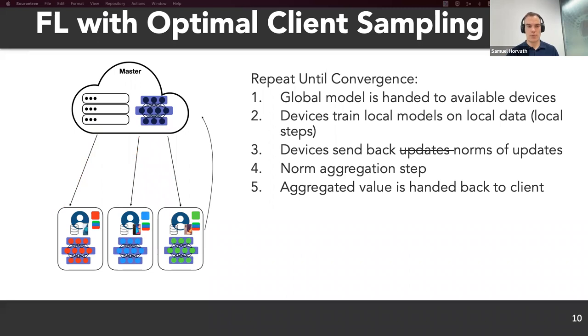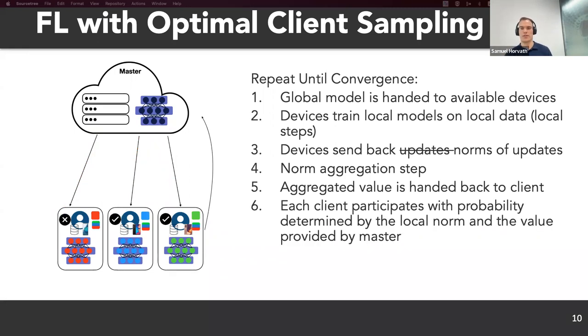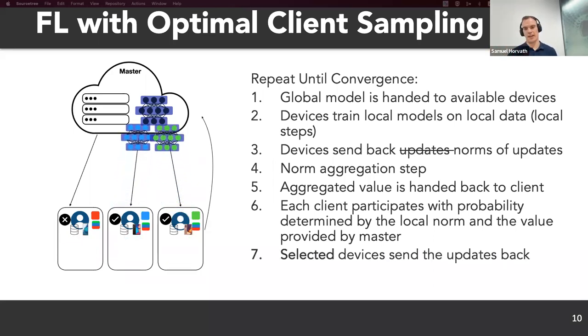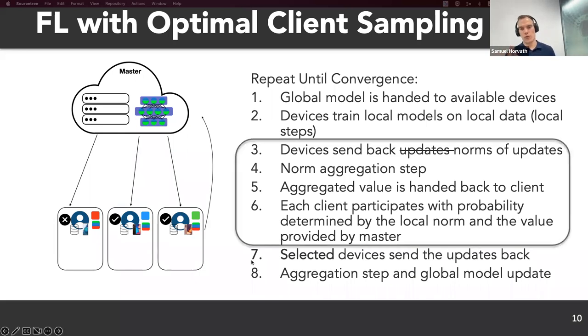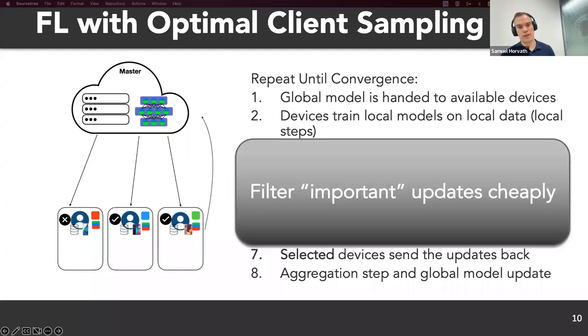Next, each client participates with a probability, which is determined by the local norm and the value provided by the master. Then those selected devices send their updates, which are aggregated by the master. And finally, the global model is updated. So what you can note here is that we introduce four extra steps compared to the standard federated training, where the goal of this procedure is to filter important updates cheaply.